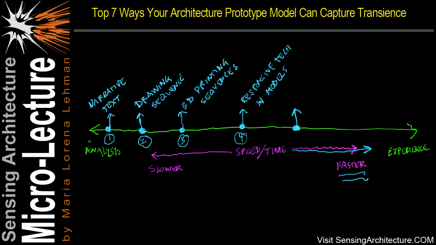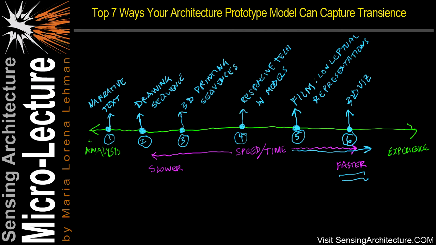As we travel further to the right along this spectrum, we encounter film. Film is the 5th way to model or prototype architectural transience. With film, you can capture conceptual representations of an environment that does change in time. Now, the 6th way to model or prototype architectural change or transience is through 3D virtual visualization or animation.